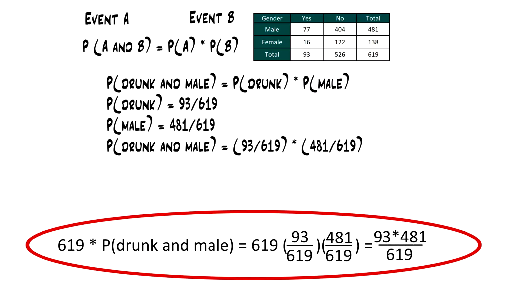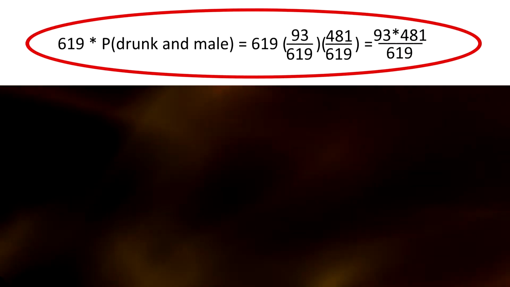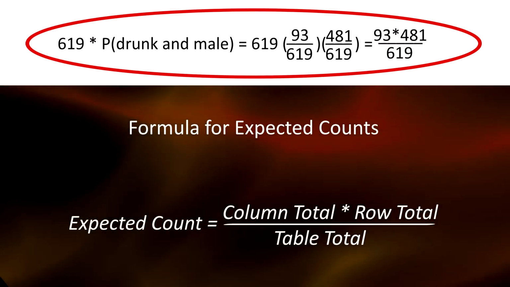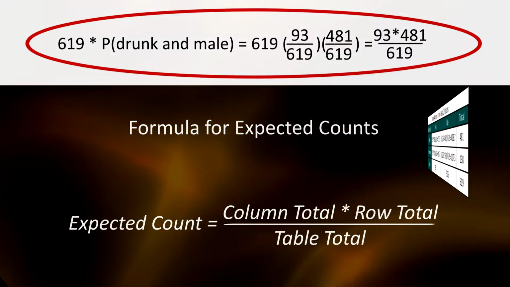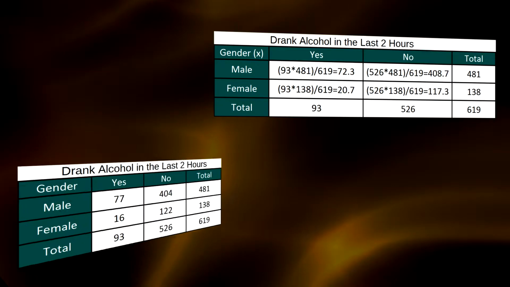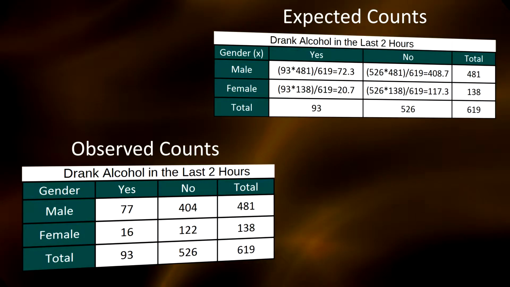So the formula for calculating expected counts is column total times row total divided by table total. Following this formula, here are the complete tables of expected and observed counts.